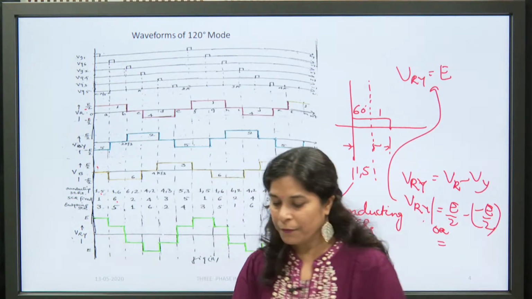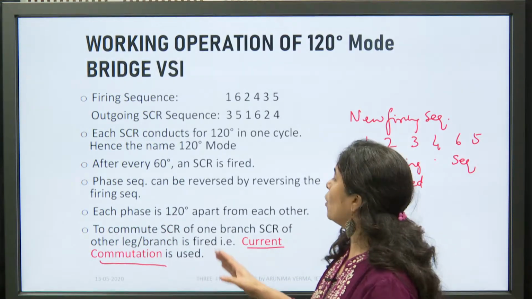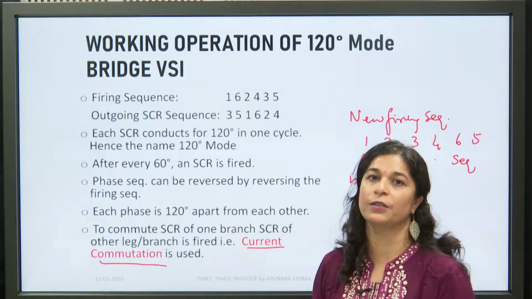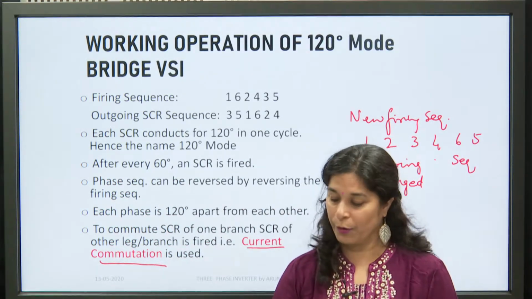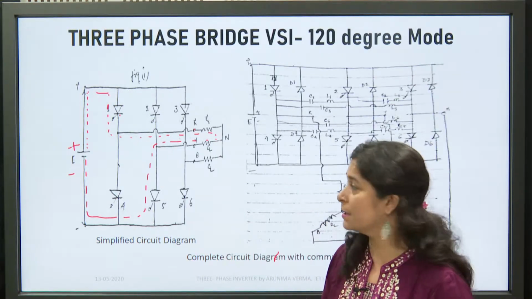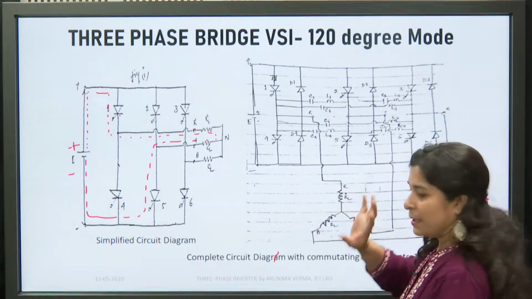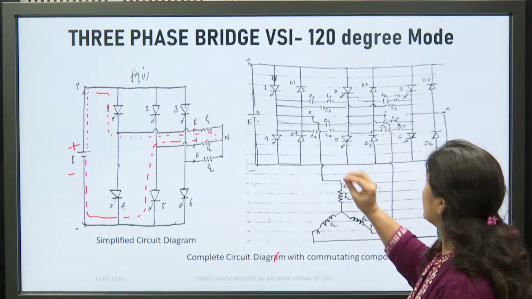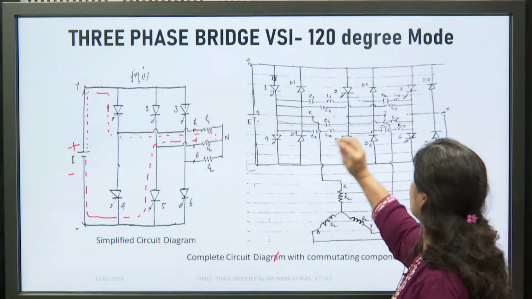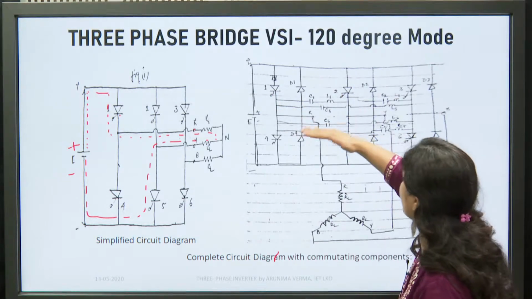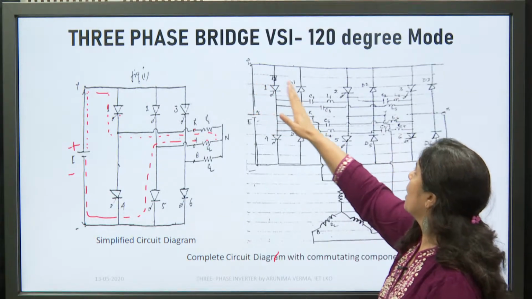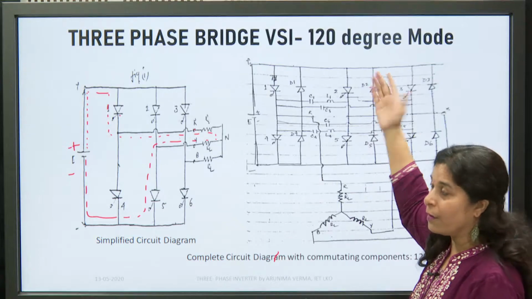So, to turn off SCR of one branch, you will have to fire SCR of another branch, which is the special feature of current commutation and is being employed in 120 degree mode of operation. Now, let us see how this commutation circuit works. Basically, in short, I will explain because it will take some time, and with limited time I have to explain this circuit diagram. The first thing is, you have to take this part and divide this as upper half and lower half. So, consider SCR 1, SCR 2 and SCR 3 of R phase.